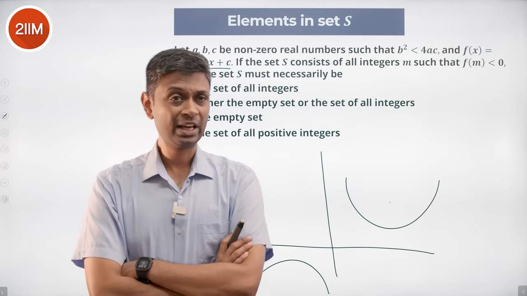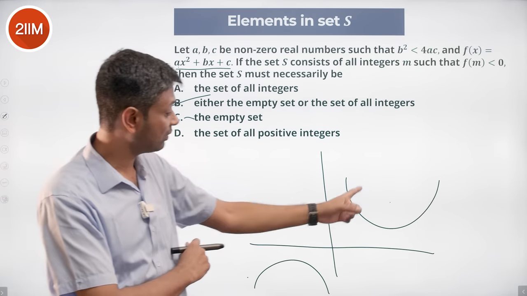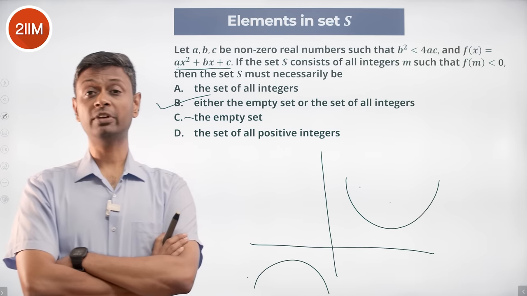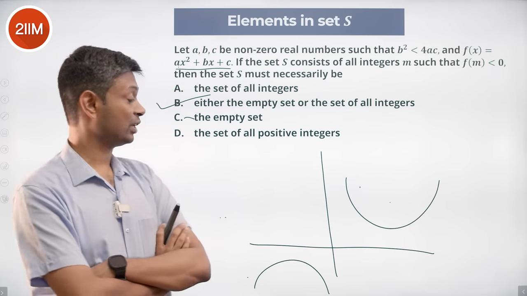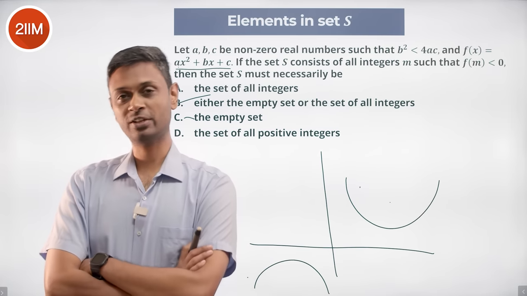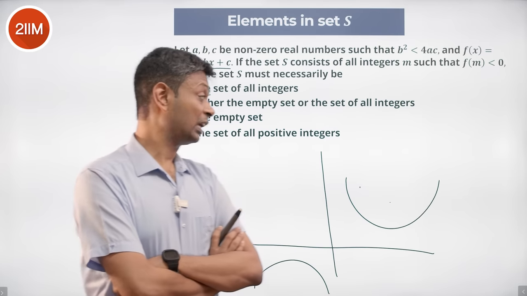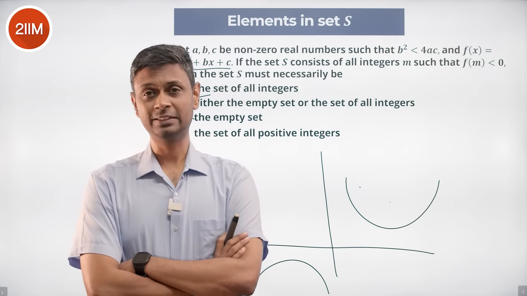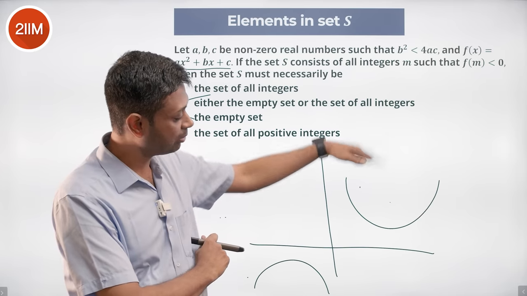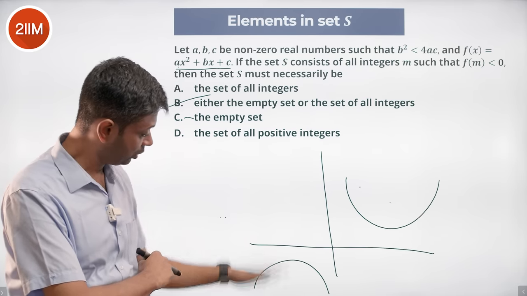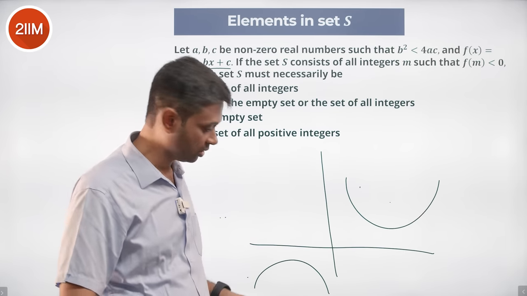Especially if we can reframe this as a graph, as a diagram. If A is positive, the curve is U-shaped. If A is negative, it's umbrella shaped, an inverted U. Both cases, it's a parabola. Specifically, a curve like this has no roots, so it cannot touch the x-axis. That means it is either completely above the x-axis, U-shaped, or completely below the x-axis, umbrella-shaped or inverted U-shaped. So in this case it will be a null set, in this case it will be all integers.